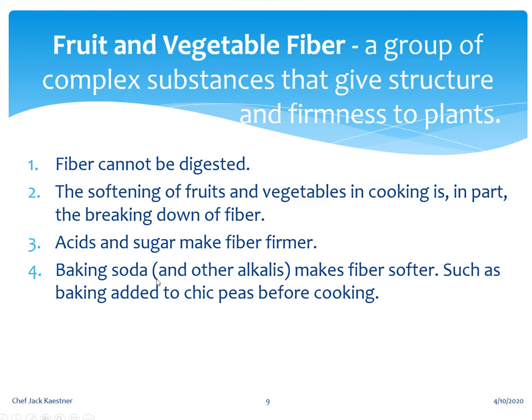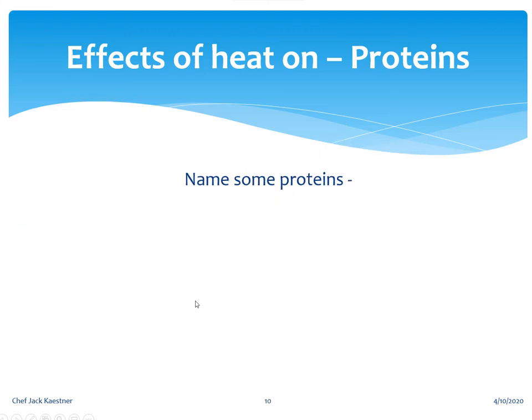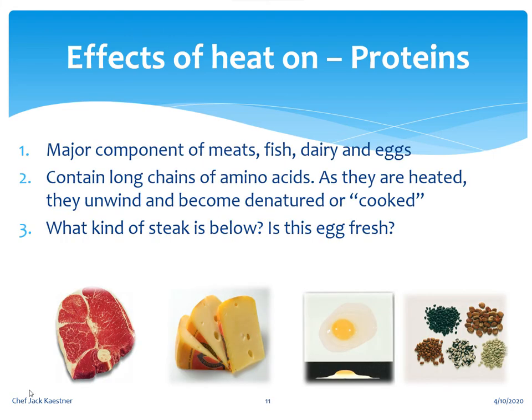Name some proteins. So now we'll take a look at proteins. We've got a steak, some cheese, eggs, and beans. And what kind of steak is this? Do you know? Just thinking. I know I could pause it for a bit. You could pause this for a while. But it's a round steak.